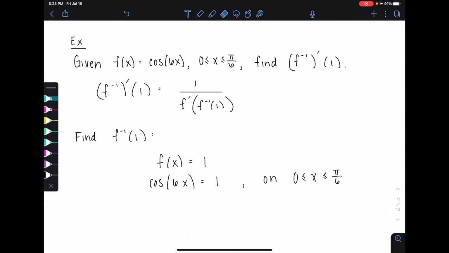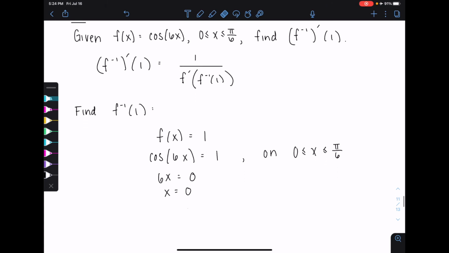On that interval, cosine of 0 is 1, cosine of pi is 1, cosine of 2 pi is 1. All of those give us those options. The only place that can really happen is if the inside is equal to 0. If the inside is equal to 0, then cosine of 0 will give me 1. So really, if I plug in x equals 0, that's going to give me cosine of 0, which is 1. Okay. So ultimately, if my input is 0 for my original function, my output is 1.